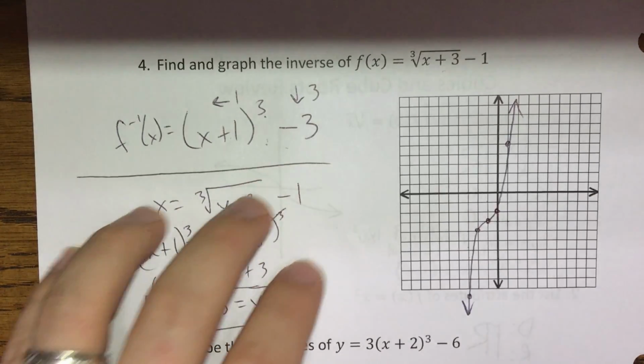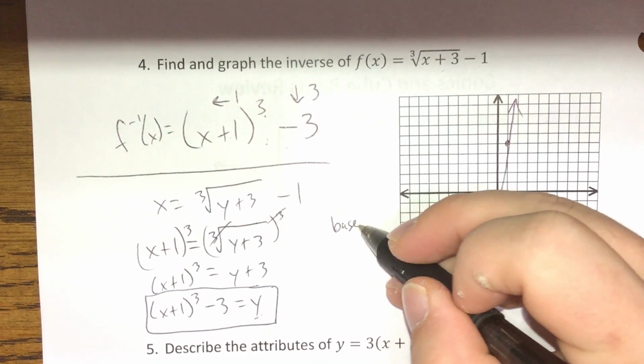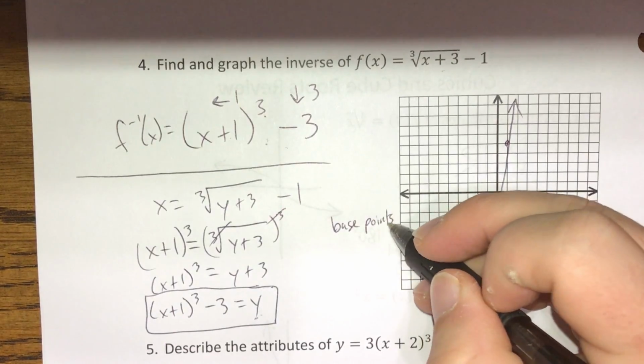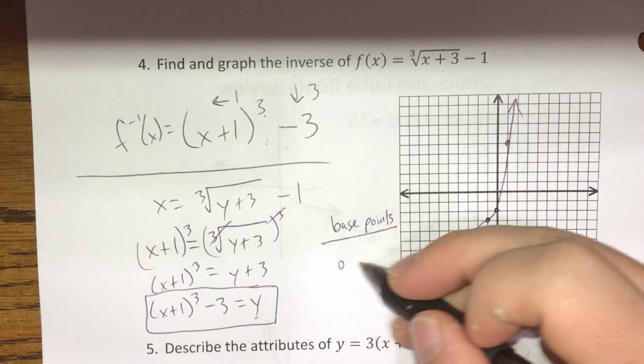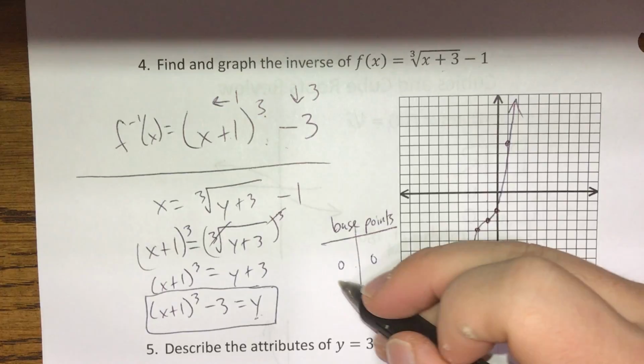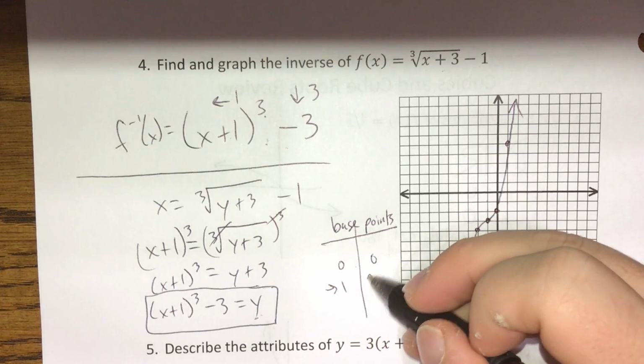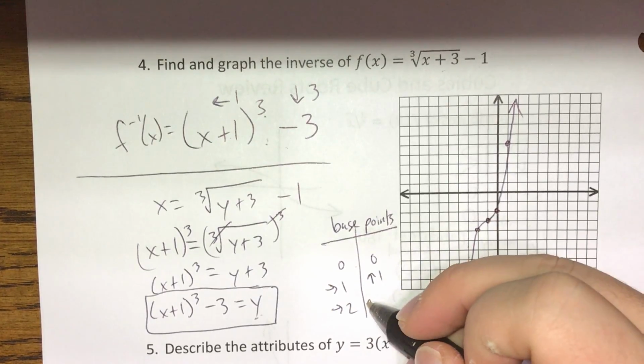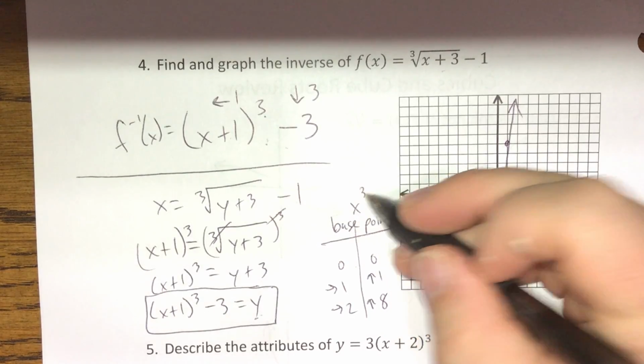There's my graph. My base points, in case you had forgotten, from my inflection point, if I go right 1, I go up 1, right 2 is up 8. And that's for the x cubed.